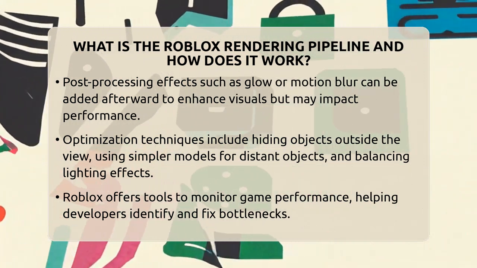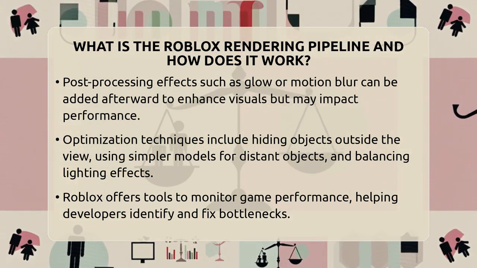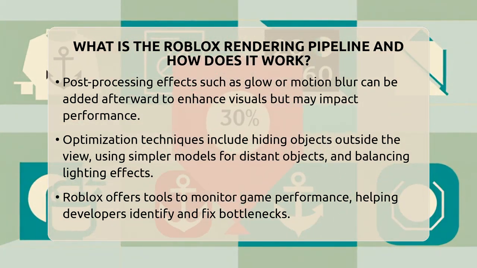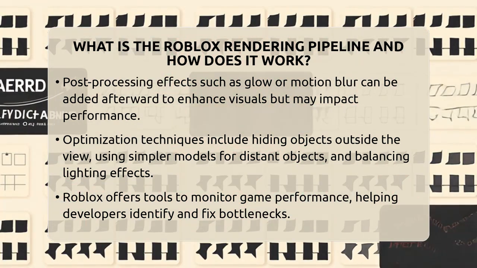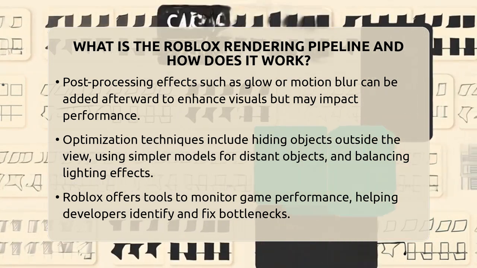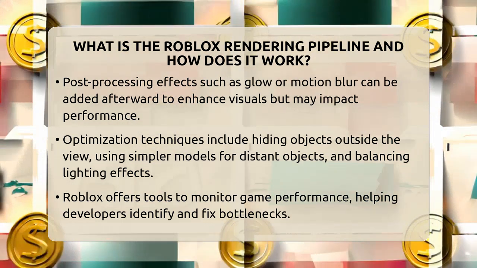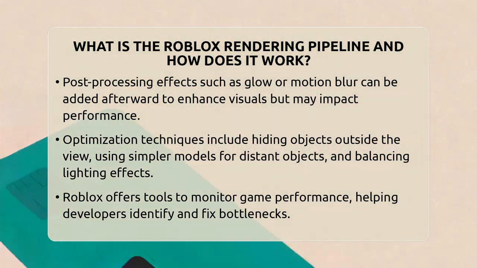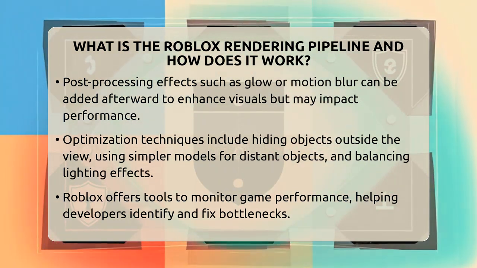After rasterization, the next step is shading and lighting. This stage determines the final color of each pixel by applying lighting effects. Roblox supports different lighting models, including simple lighting and more advanced options like physics-based rendering, which makes materials look more realistic by simulating how light interacts with them. Shadows, reflections, and transparency are also calculated here, depending on your graphics settings and device power.